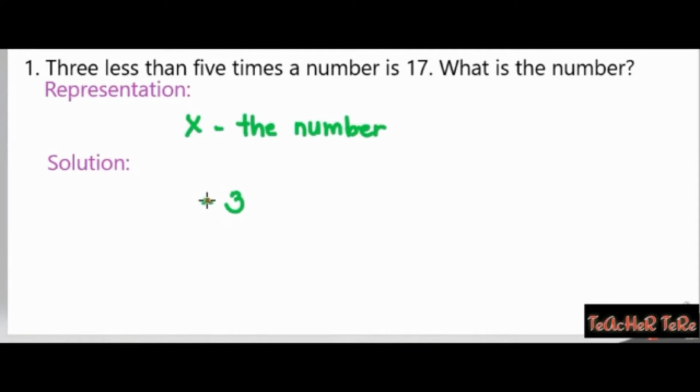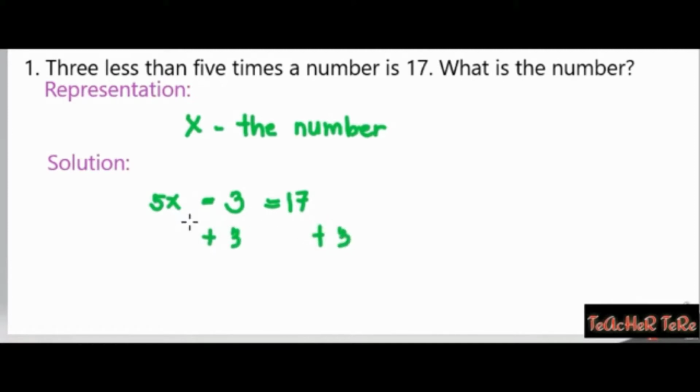It's 3 less than 5 times, that's 5 being multiplied. So 5, the number, 5 times x, which is the number, it's equal to 17. We are going to solve for x, and it's being multiplied by 5 and nakasubtract siya sa 3. I want to remove 3. What I will do is, I'll add 3 on the left side and add 3 on the right side.